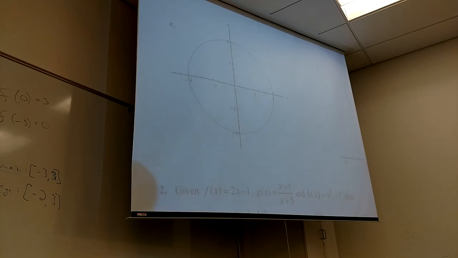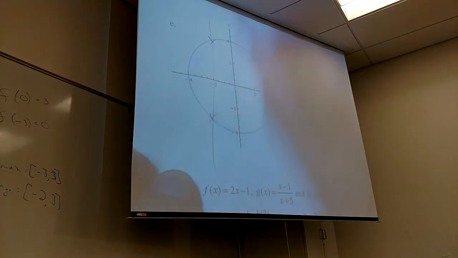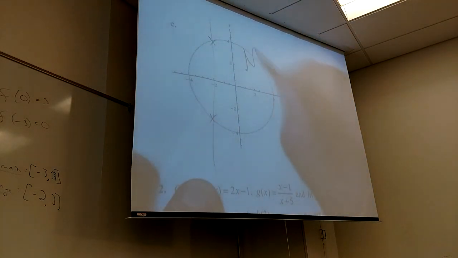No circle will be a function. Poor little circles. There's a place where it goes through more than one. There's a lot of places it goes through more than once. No, it fails.